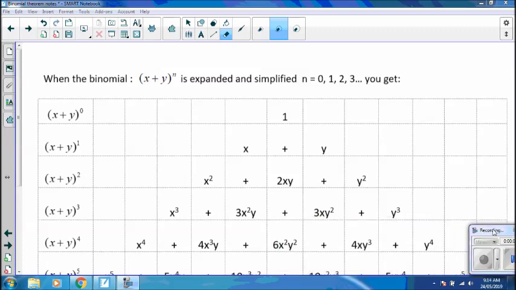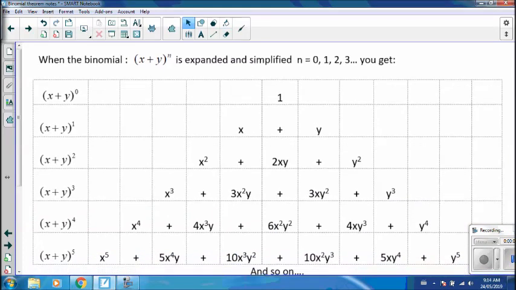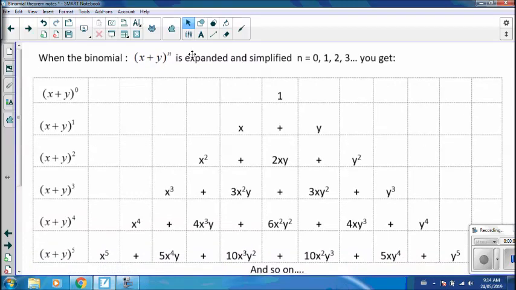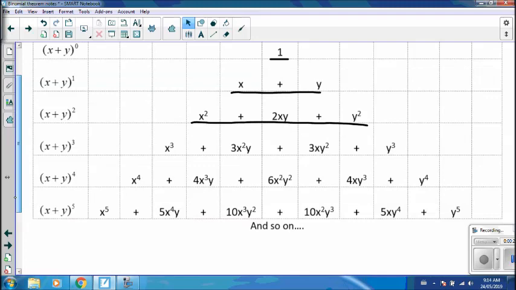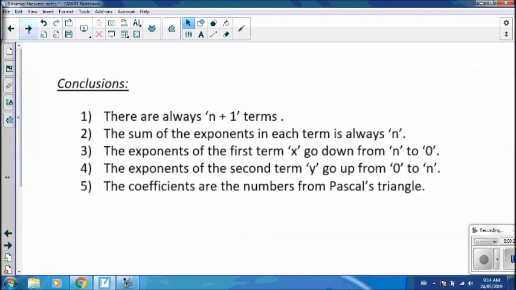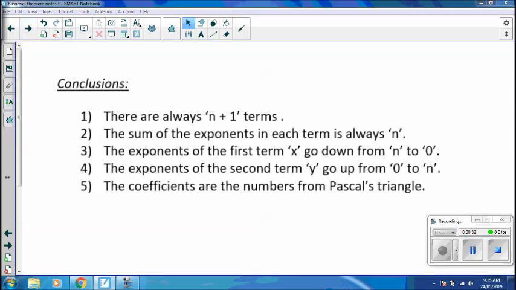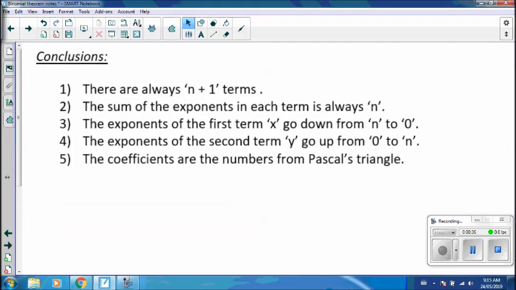Okay, so on this slide we can see that we have the binomial x plus y to the power n, so n is our exponent, is expanded and simplified. So n is equal to 0, n is equal to 1, n is equal to 2, and so on. You get these expansions. And so here are some conclusions. So this might be a good point to pause the video and make sure you have all of this information in your notes, because these will be important things to note.